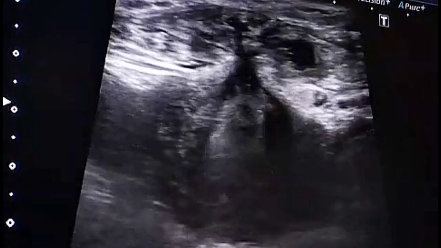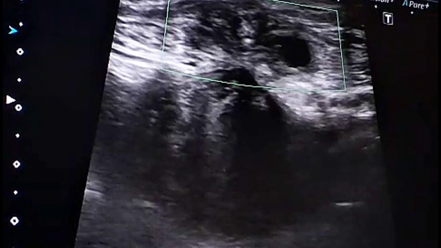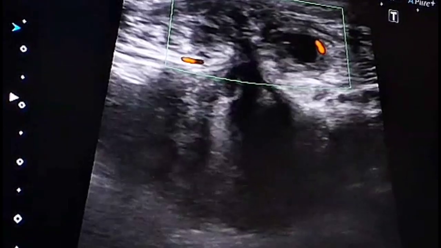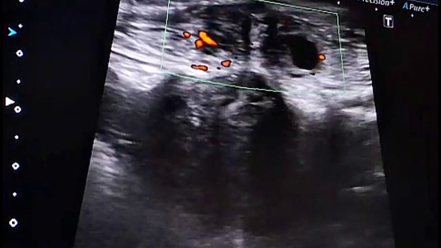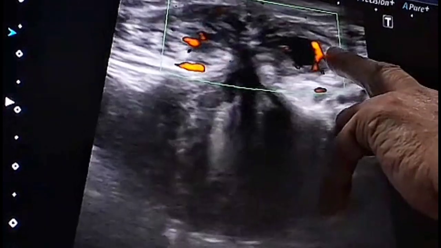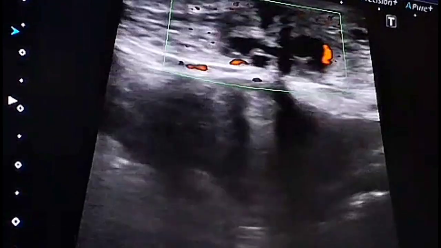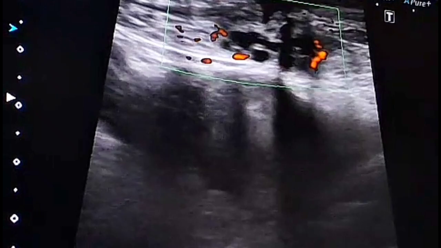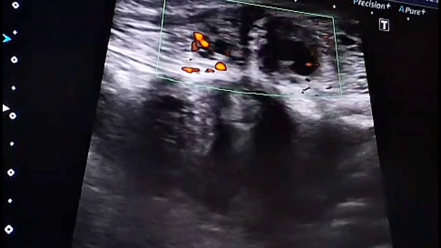Now we check the vascularity of this mass. Is it vascular or not? We put the Doppler. You check and see the flow is positive. So this mass is vascular in nature and irregular in shape. This is the flow. You can see it, and this is the vascular flow of the mass.